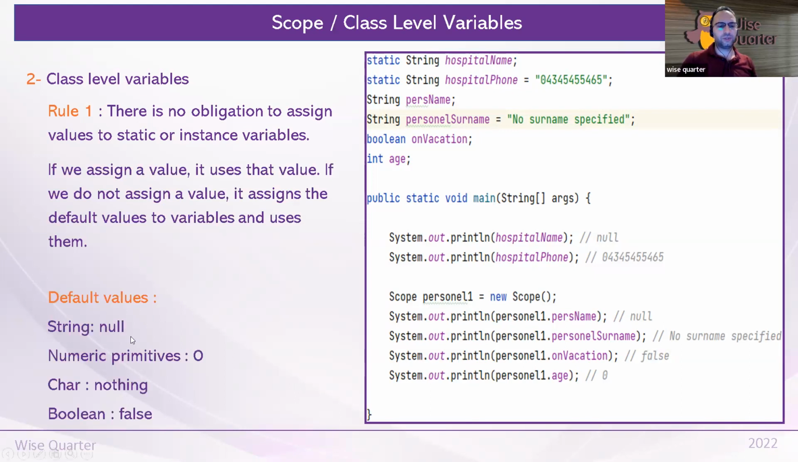Default values: for string it is null. For numeric numbers it is 0. For char it is nothing. For Boolean it will be false.